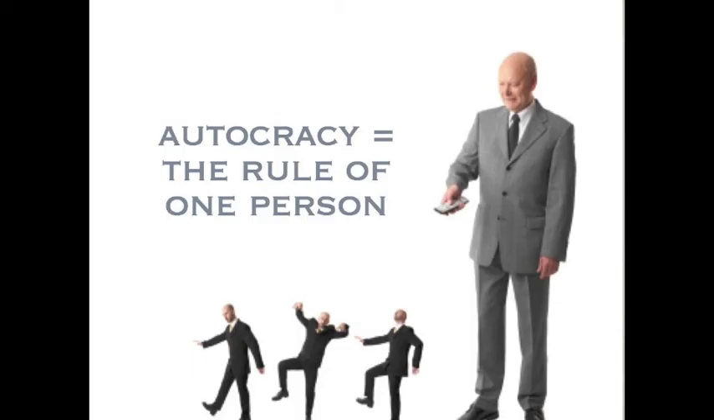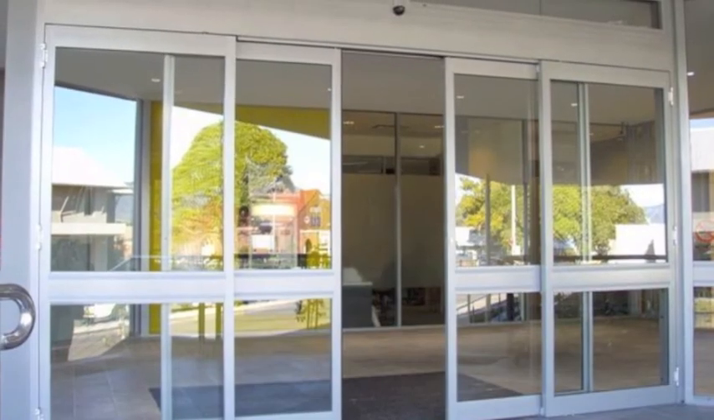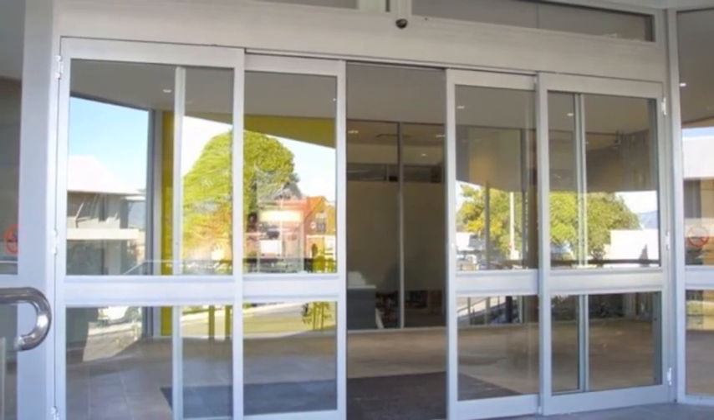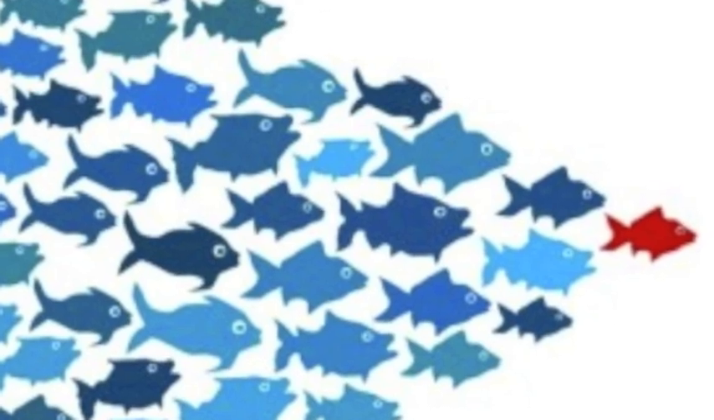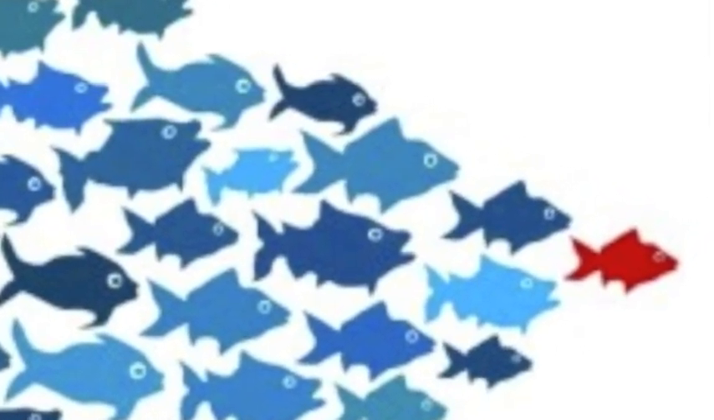For instance, autocracy means the rule of one person, and that's because auto means by itself, or one. A lot like autopilot on an airplane, or those automatic doors. Auto means by itself. So autocracy means that one person has control. That one person is leading the rest.